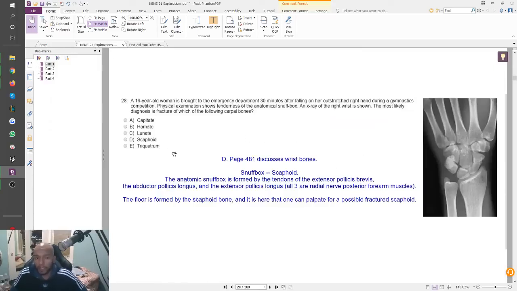It was super easy. This is the easiest way to ask a question about scaphoid. Like, it couldn't be anything else. Right? The floor is formed by the scaphoid bone, and it is here that one can palpate for a possible fractured scaphoid. Right? You didn't even need the picture. The question itself was enough.